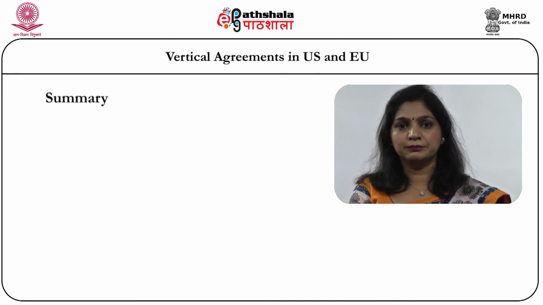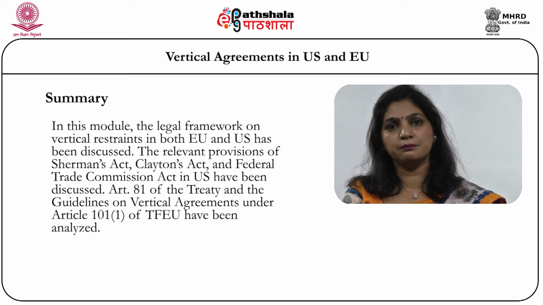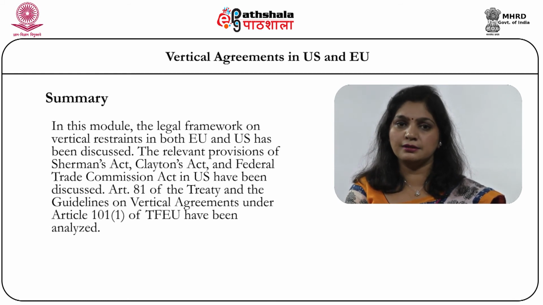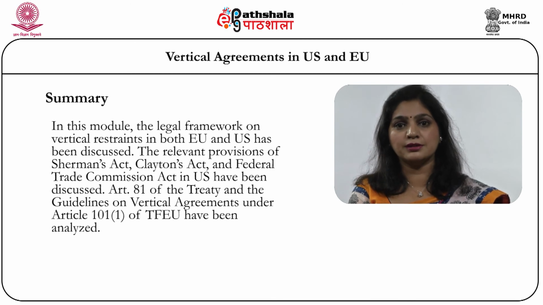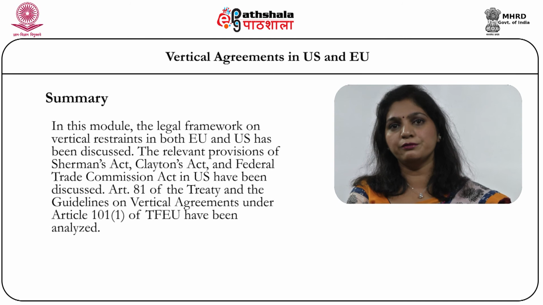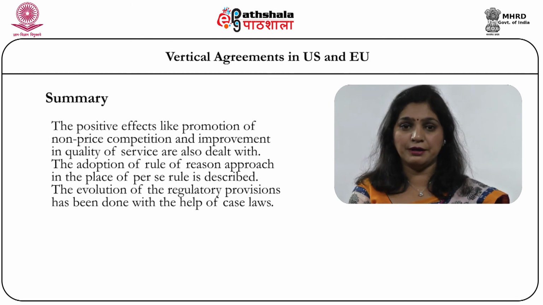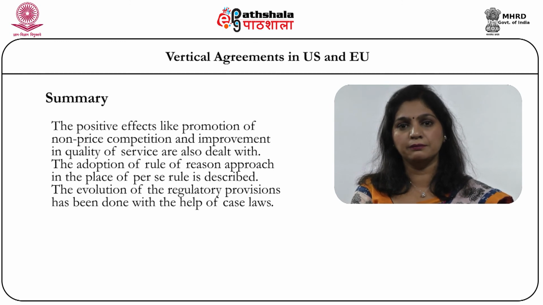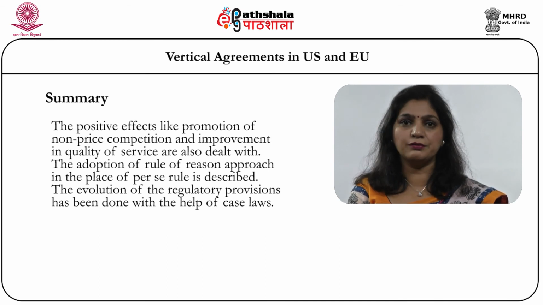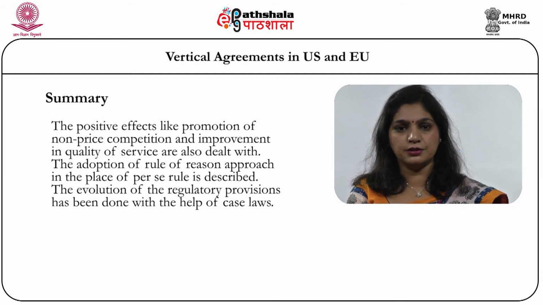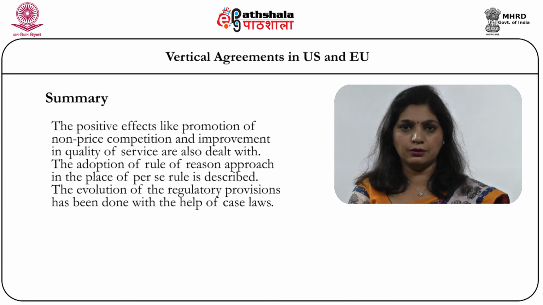We can also summarize that in this module the legal framework on vertical restraints in both the European Union and United States has been analyzed in detail. The relevant provisions of the Sherman Act, Clayton Act and Federal Trade Commission Act in the United States have been discussed. Article 81 of the treaty and the guidelines on vertical agreements under Article 101, subsection 1 of TFEU have been analyzed. We have analyzed the positive effects like promotion of non-price competition and improvement in quality of service. They have also been dealt with, and the adoption of the rule of reason approach in place of the per se rule is taken up in great detail with the help of landmark cases. And also we have tracked the evolution of the regulatory provisions with the help of case laws. Thank you.